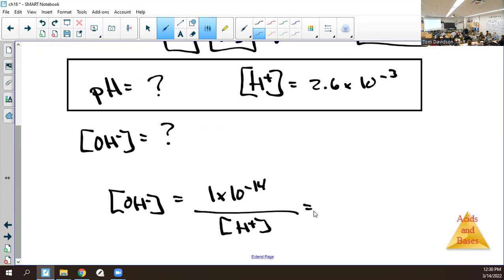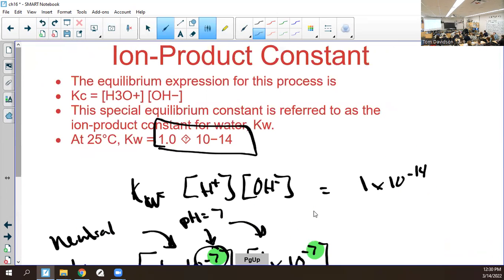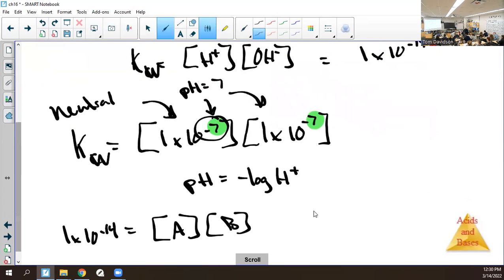Okay, everyone look at the screen. Quit saying I don't know how to do it and start learning how to do it. We got this. We learned a minute ago, and look, I did not expect you all to pull this off perfectly, so don't panic. We learned a second ago that Kw, which was 1 times 10 to the negative 14, was equal to the concentration of the acid.